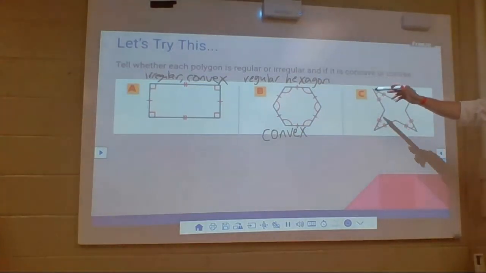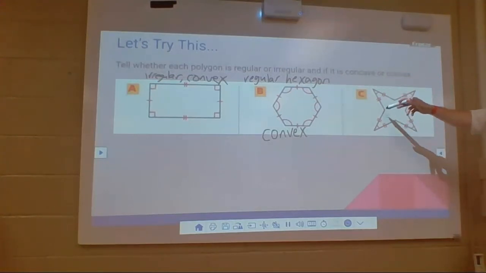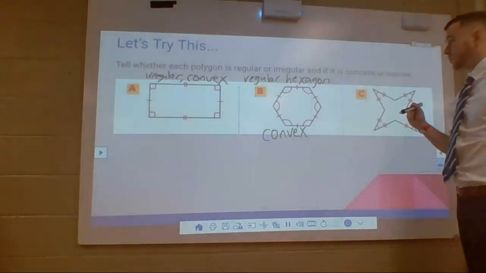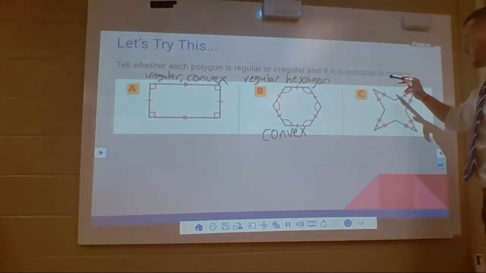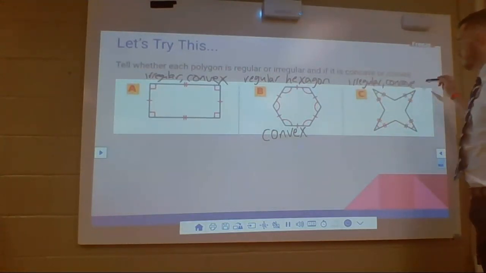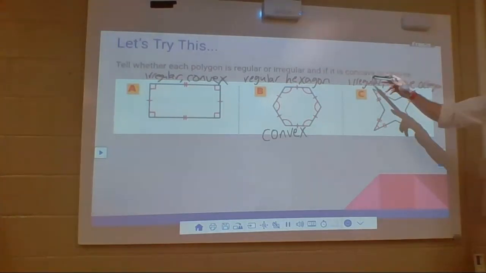All right, so now let's look at C. Well, this is definitely concave. I noticed that right off the bat because we see 4 parts of it that cave in. Right here, right here, right here, right here. It looks like 4 dents. If it is concave, it cannot be regular. So this is definitely irregular, concave, and it is also a, let's see, how many sides does it have? 1, 2, 3, 4, 5, 6, 7, 8. It is an octagon. So it's an irregular, concave octagon.